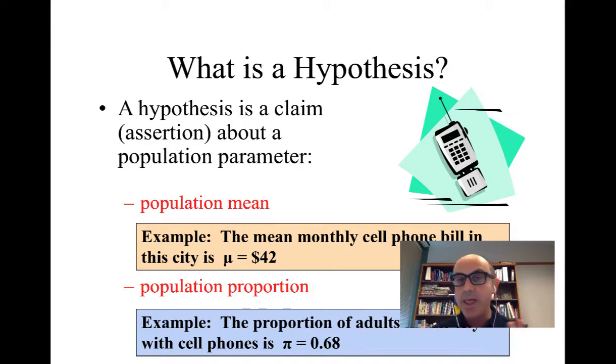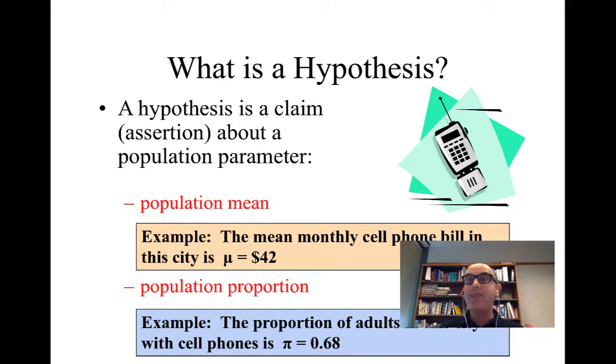So let's start with what a hypothesis is. A hypothesis is a claim about the entire population. For example, the mean monthly cell phone bill in the city is around $42.